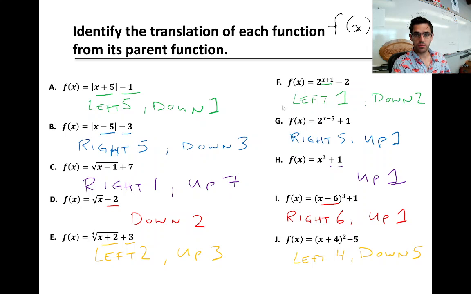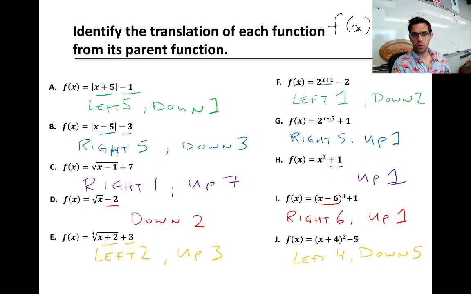The next 2 examples, f and g, are both examples of exponential functions. The exponent is where the x is, and so there's a plus 1 also in the exponent. So that plus 1 is going to tell us that we have an h value of negative 1. So that's our h right there. So we're going left 1 unit, and then we have minus 2 at the end, so we're going down 2. K is negative 2.